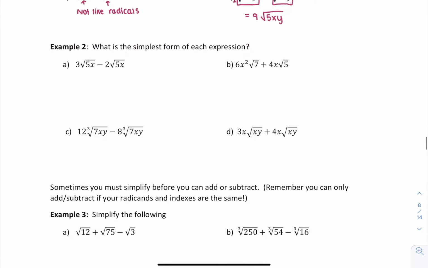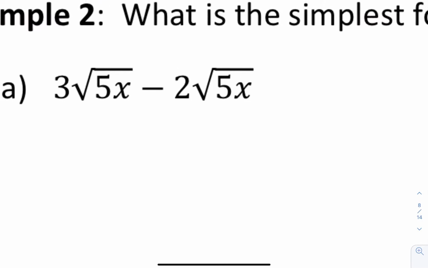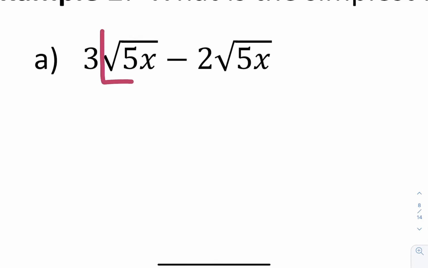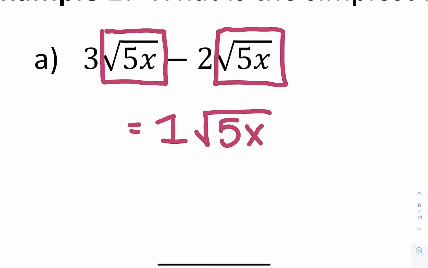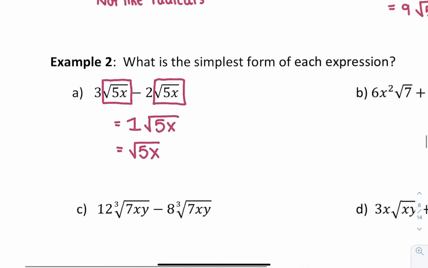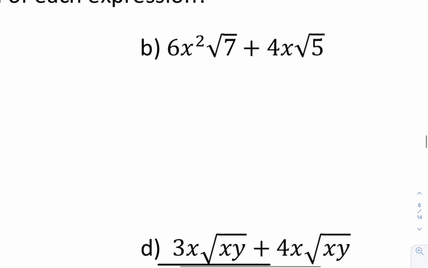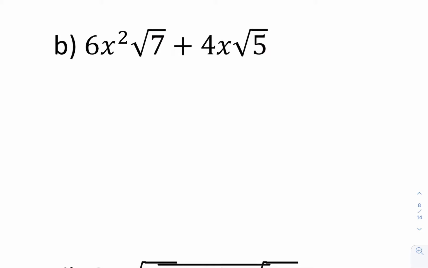Let's try to simplify a few of these. In this example, I have 3 square root of 5x minus 2 square root of 5x. If I have 3 boxes minus 2 boxes, I only have 1 box, or 1 times the square root of 5x, which is just the square root of 5x. In this next example, I have 6x squared square root of 7 plus 4x square root of 5. There are different radicands here, and they're already simplified. So there's nothing else I can do. This is already simplified.